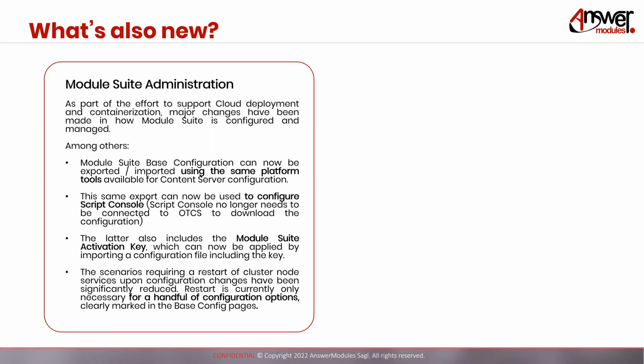And this configuration can also be utilized now to feed the script console. So in order to set up script console, you no longer need to connect the script console with your environment. What you will need to do is just export a configuration from one of your servers and then take the file and bring it to script console. Script console will be able to ingest it and utilize it as input for defining its own configuration.